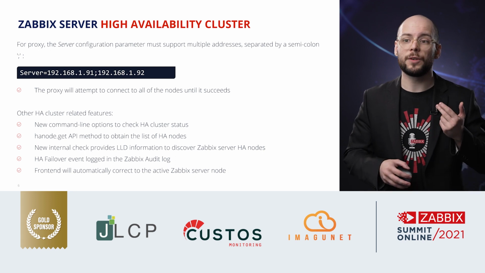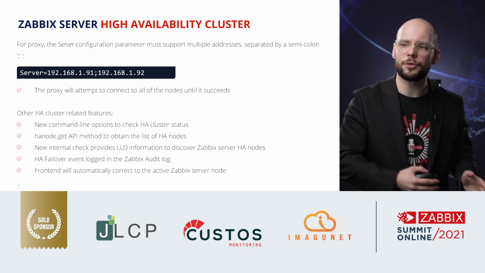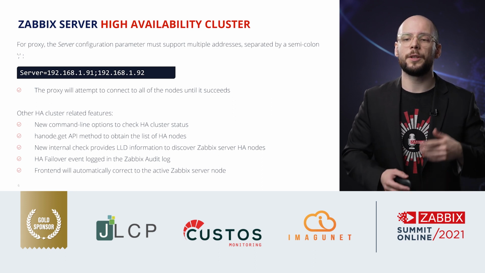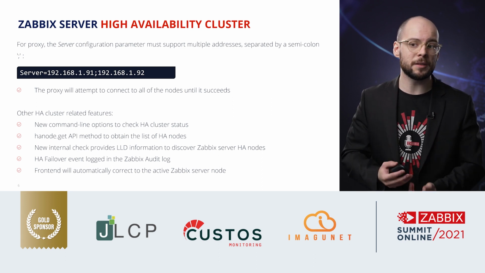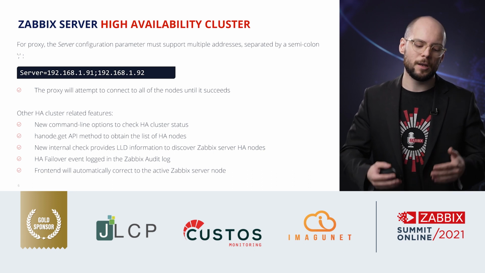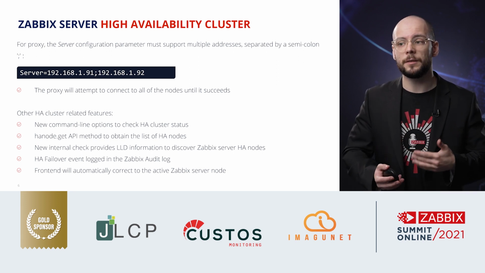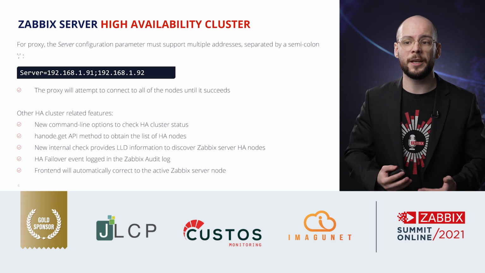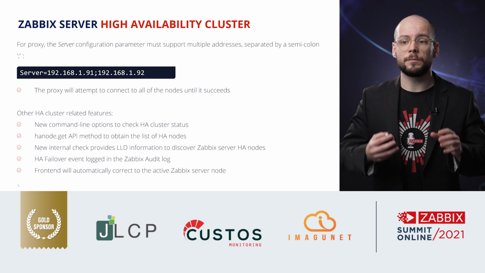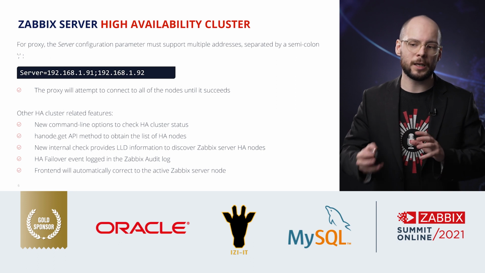We'll have a bunch of command line options. We will, by the way, have a separate speech about HA, so I won't delve too much into it. But we will have new command line options related to HA. We will have API methods related to HA that will allow you to obtain the status of Zabbix HA. Updated internal templates, which will use LLD to obtain your HA nodes and monitor their status. Auditing to the audit log, and the front end will automatically switch to the currently active Zabbix server node.